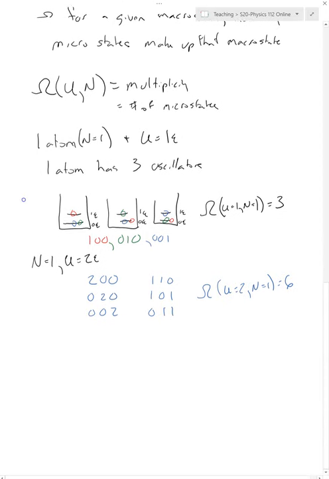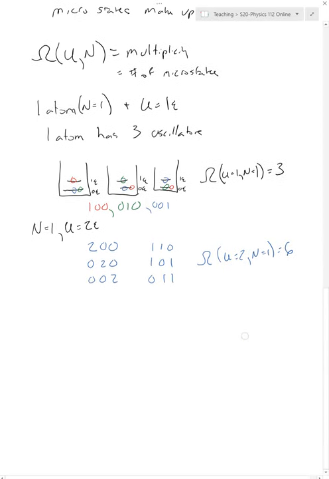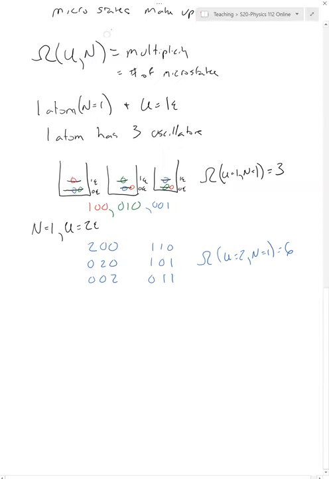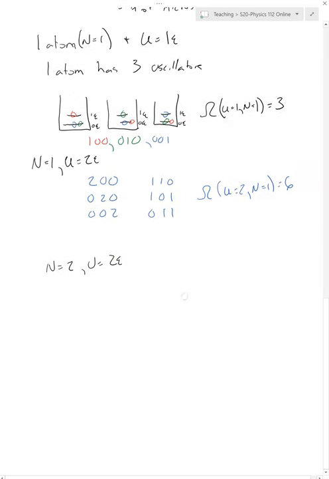It turns out that this is fine. This is great for one oscillator. But you can quickly see that if we start to make these bigger, so if we did n equals 2 even, and u equals 2, you notice that since n equals 2, there's 3 oscillators per atom.